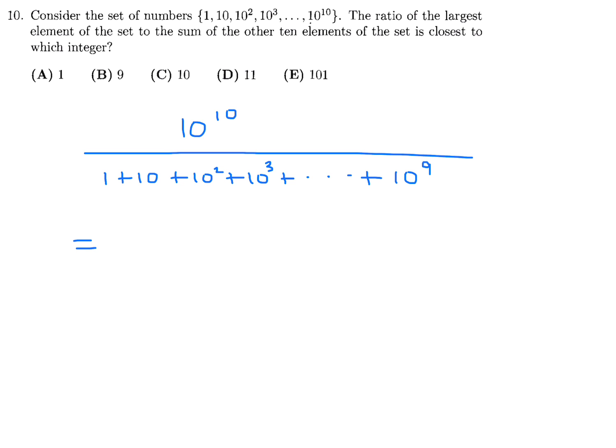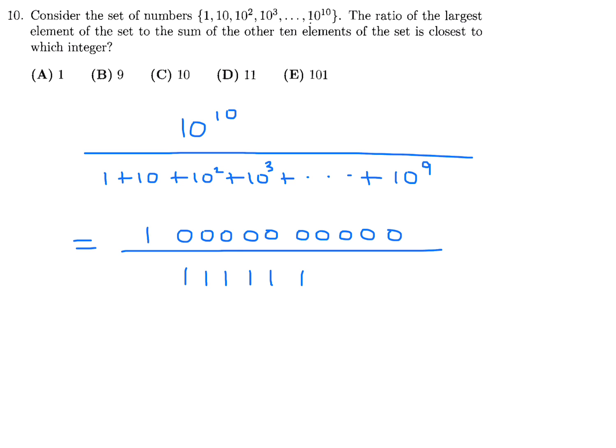Well, the top is 1 followed by 10 zeros, right? 1, 2, 3, 4, 5, 6, 7, 8, 9, 10. And then the bottom one is going to be just 1, 1, 1, 1, 1, 1, 1, 1, 1, 1, right? That's it. That is basically the sum of the top and the bottom written out.